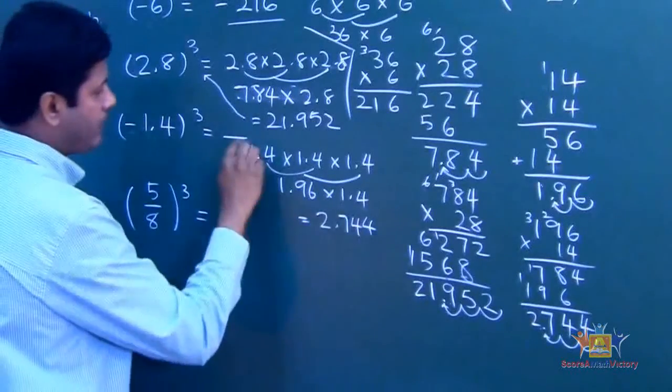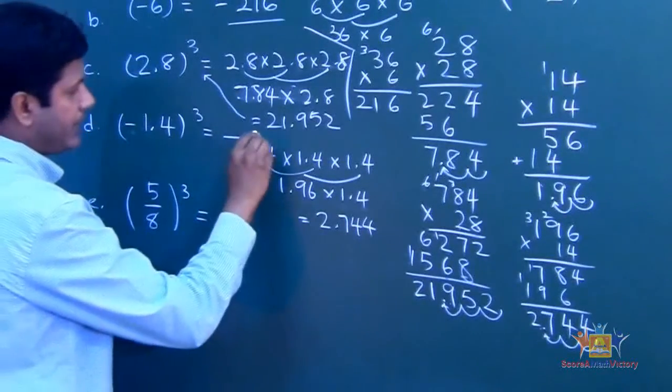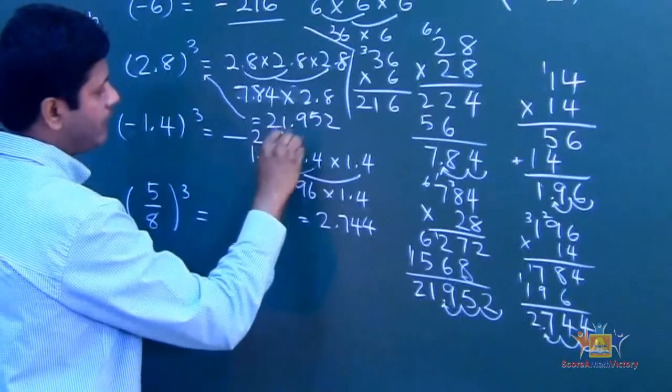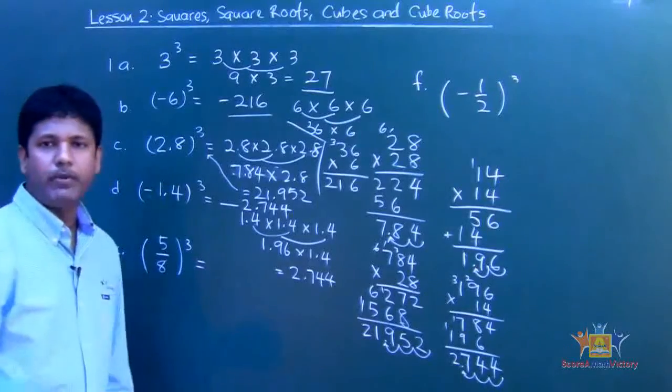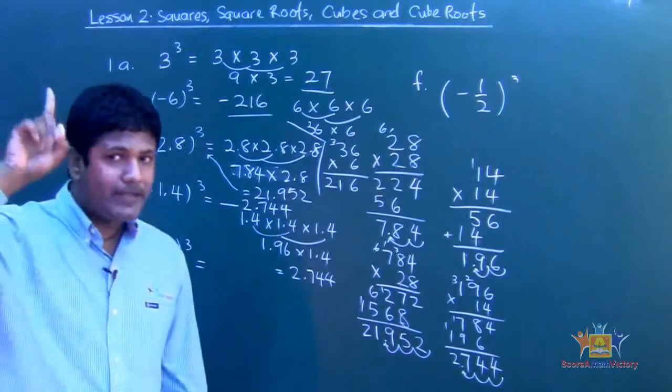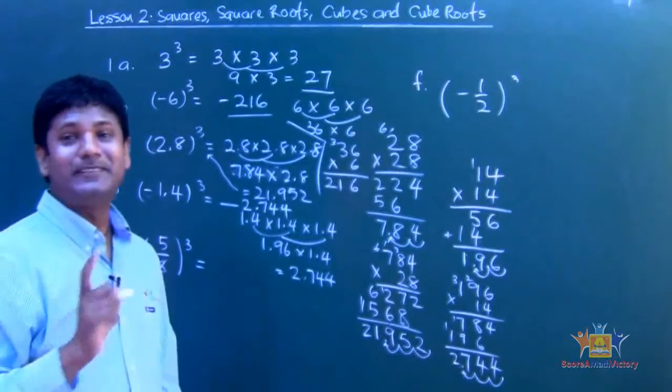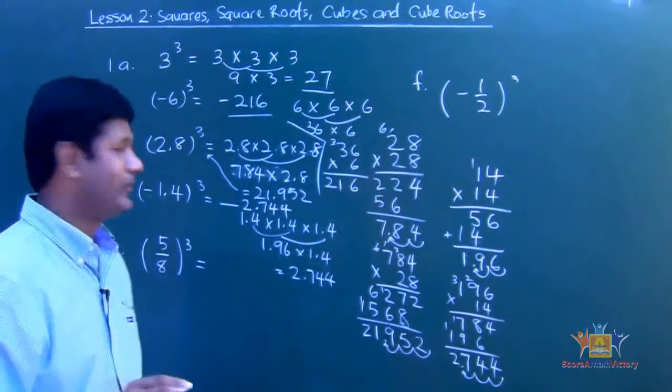Now remember, that's a negative. So you got to bring this one back, put it right back here. Negative 2.744. Very important, all right? When you see a negative, bing, all right? Because we don't want to underestimate the power of negative. It's very powerful, okay? Good.